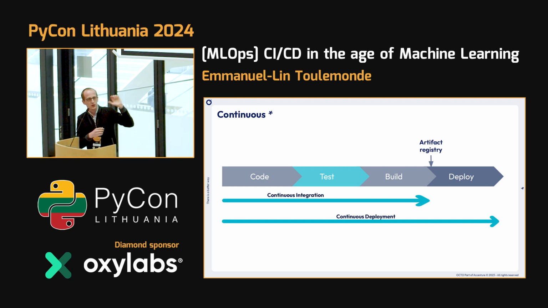This is a weird thing, by the way, in Python, that we do the build after the test. In Java, you build and then you test. So for most software developers, it's a bit weird what we do. And then we have the continuous deployment, which is taking this artifact and putting it in production, okay?